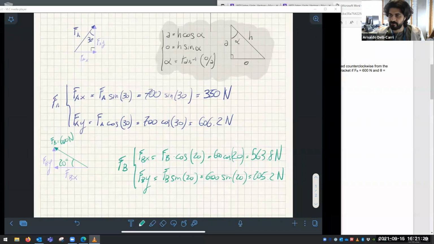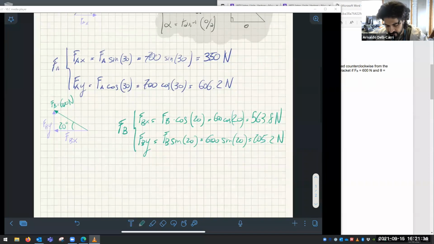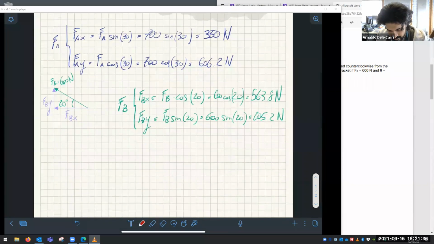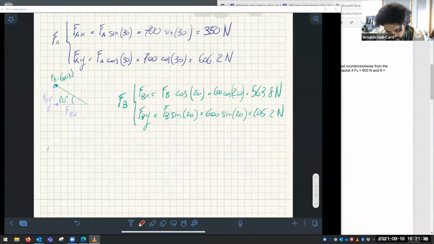Now what do we do? We want to find the resultant. Well, the resultant is, help me out, how do you find the resultant? So the components of the resultant are Rx and Ry. And how do we find them? Well, Rx is the sum of the X components and Ry is the sum of the Y components. So this is the sum of Fx and this is the sum of Fy.